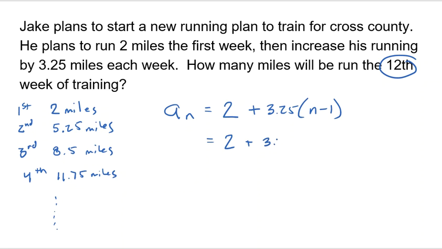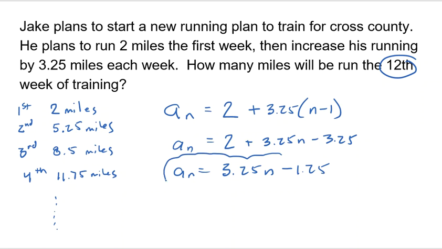Obviously I could clean this up a little bit by distributing. 3.25n minus 3.25. So that's going to be 3.25n. And then combine the 2 minus 3.25, combine those like terms, I get minus 1.25. So that is a super cool formula that can determine how many miles Jake is going to run any given week. So now the question is how many miles is he going to run that 12th week?